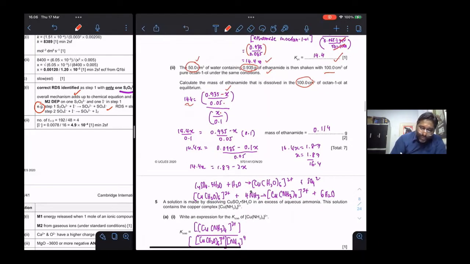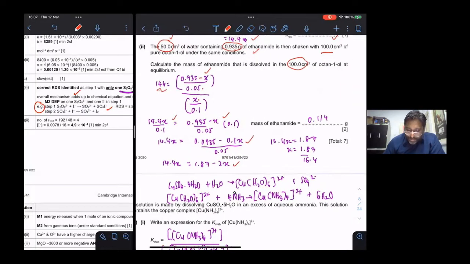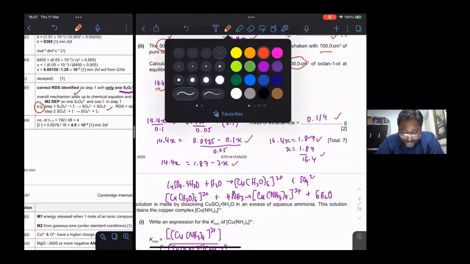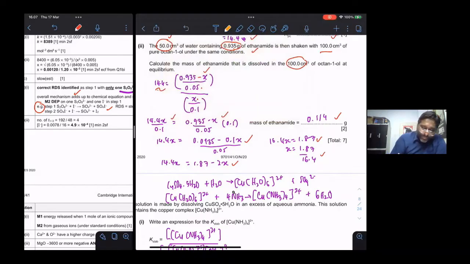You just need to go and look for the X, using your maths. Figure out how to calculate. Once you calculate, you will get the value is going to be 0.114 gram. Where is the mistake that students will always make? This one. They will ignore this X. They will use 0.935 only.